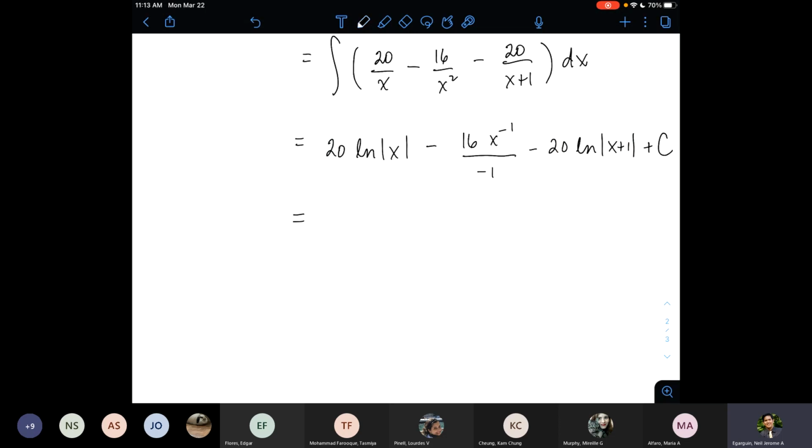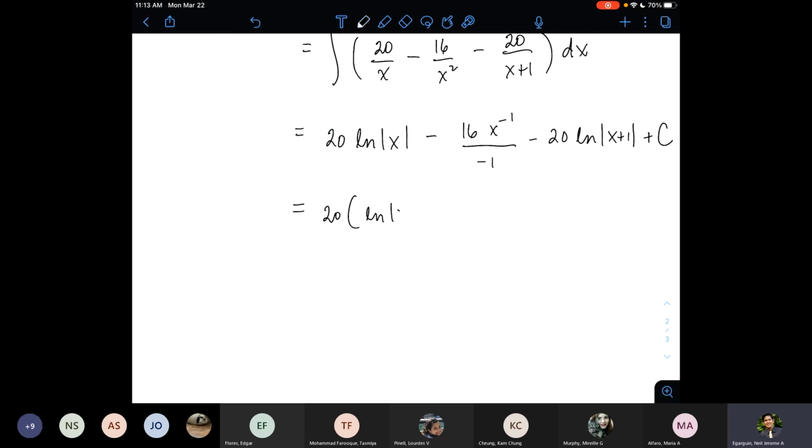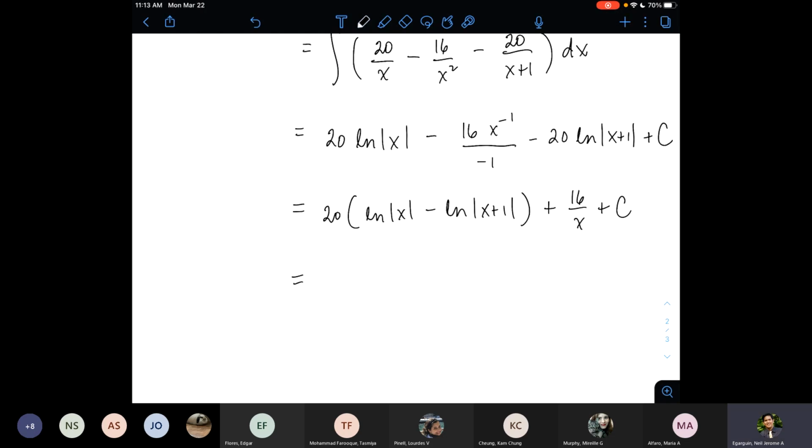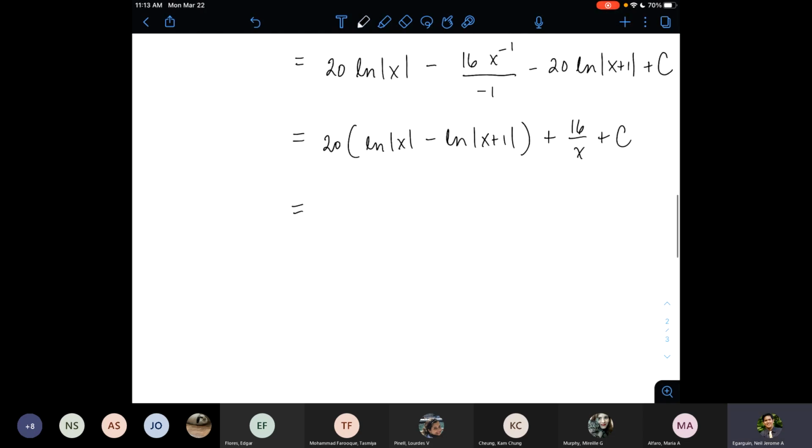So look at this term here and this term here. You can factor out 20 from that group. So you'll have 20 times ln of the absolute value of x minus ln of the absolute value of x plus 1, right? What I did there is group the first and the third terms together and factor out 20. And then the second term can be simplified to plus 16 over x plus c. But this is still not one of the choices.